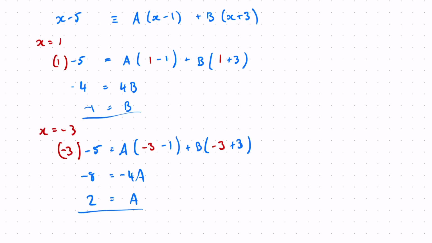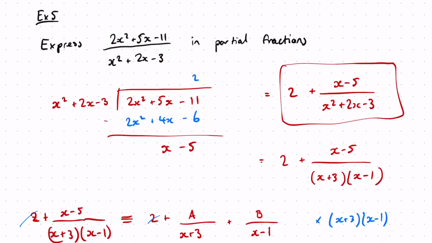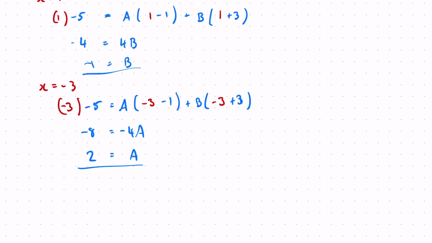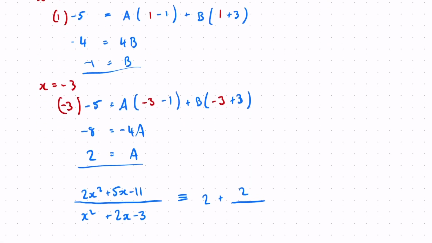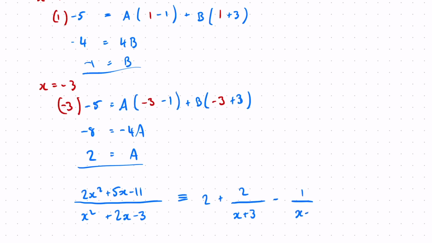Now I found a, now I found b. I can put back into that original form and make the original question, 2x squared plus 5x minus 11 over x squared plus 2x minus 3, equivalent to 2 plus 2 over x plus 3, and minus, because b is minus 1, 1 over x minus 1. And that's the solution. Okay.